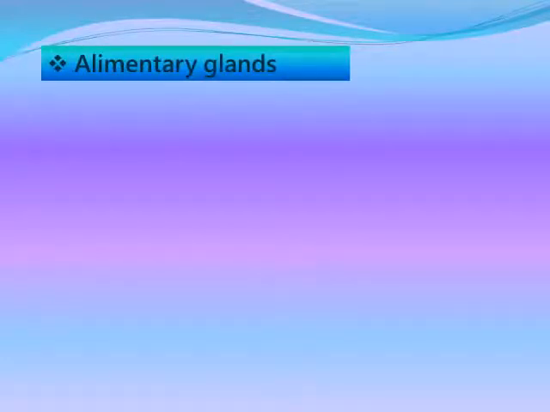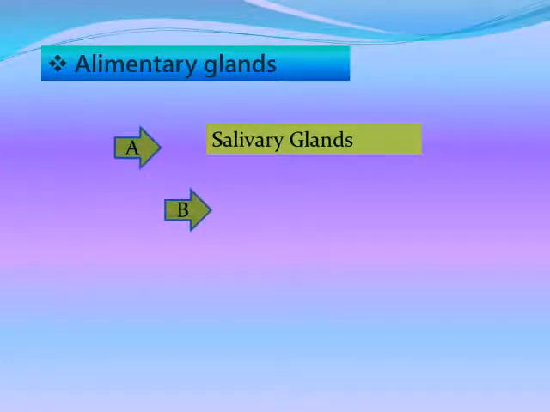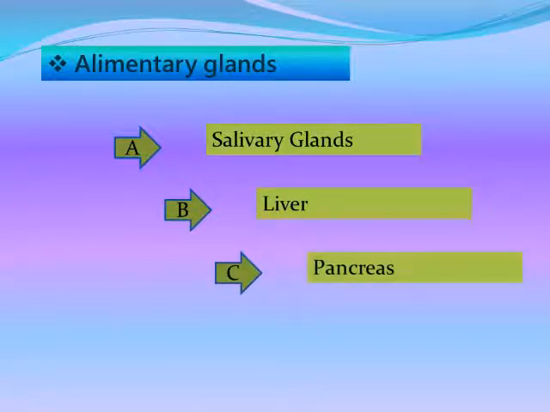Alimentary glands: salivary glands, liver and pancreas. Alimentary glands, I am repeating again: salivary glands, liver, pancreas.